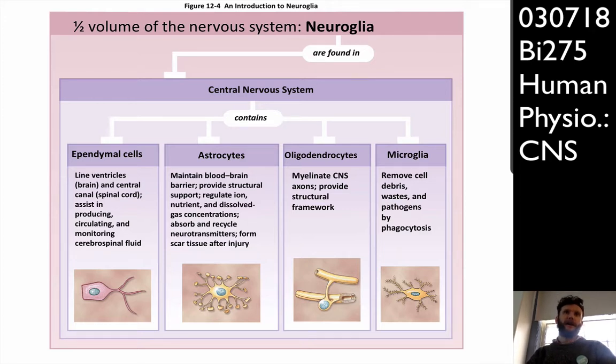Phagocytosis. Good. Yeah, so that's a complicated word. That means eating. They will just surround and absorb and break down other cells, so pathogens.